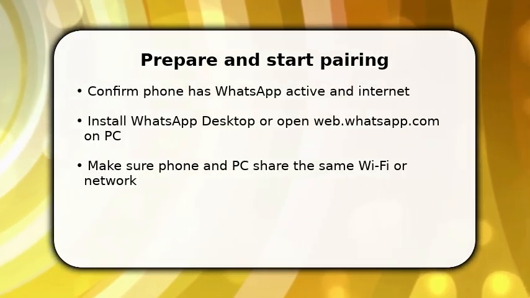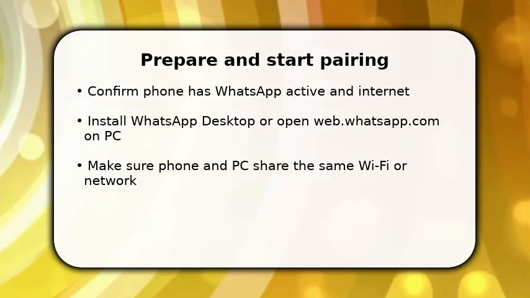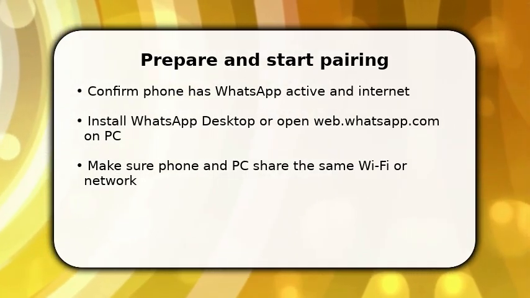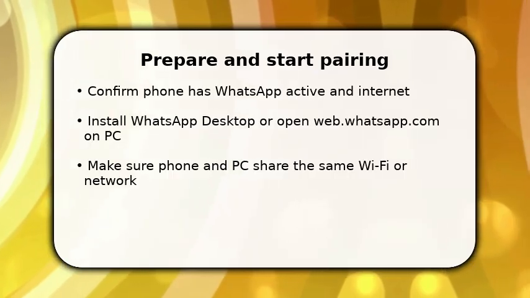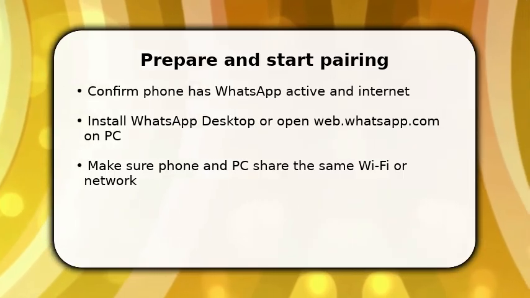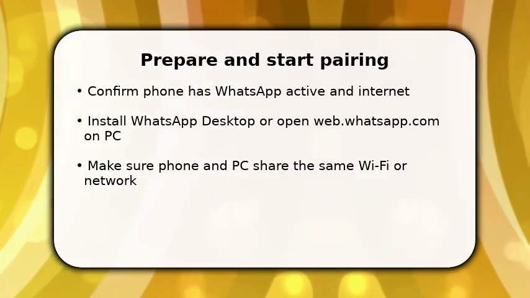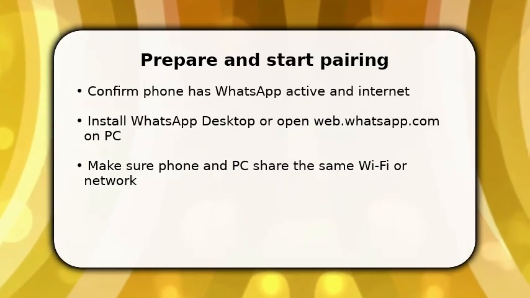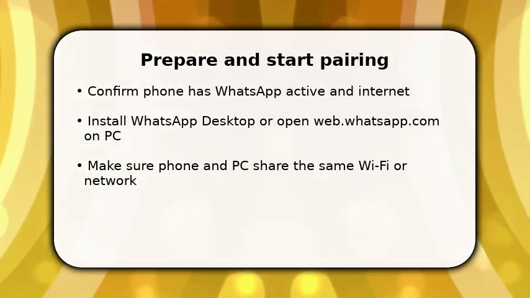Once the QR code appears, open WhatsApp on your phone and tap the three dots or settings to select linked devices. Tap Link a device and allow camera access, then point your phone camera at the QR code. This starts the secure pairing process, and you'll see your chats load on the desktop after the scan completes.